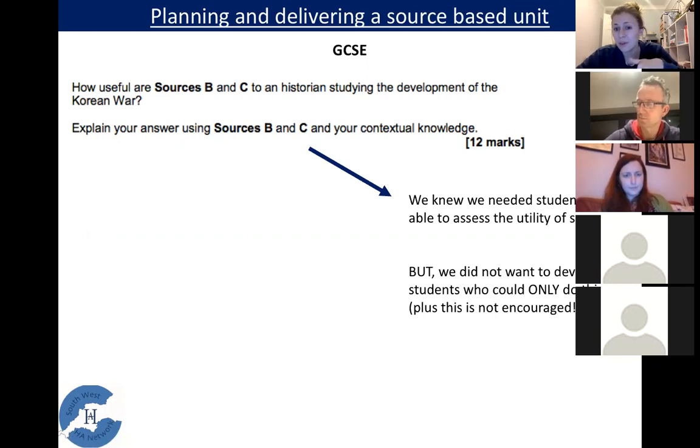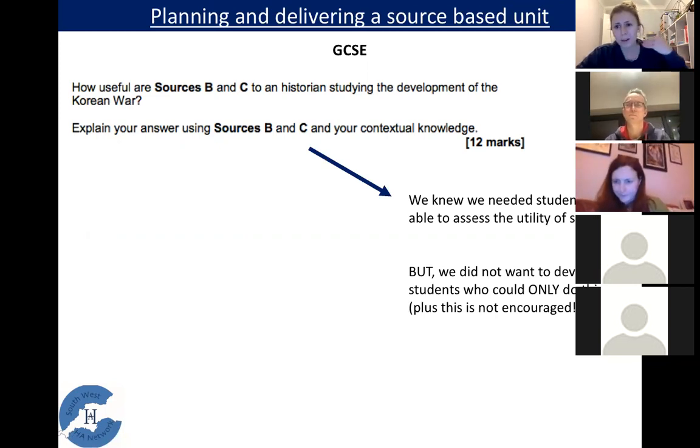Utility is really difficult as well. They really struggle with it, but without being able to tell you what a source says and what the provenance is and the purpose and the message, they can't do usefulness anyway. So those were kind of our aims, the more holistic aims, and then the specific GCSE content aims.